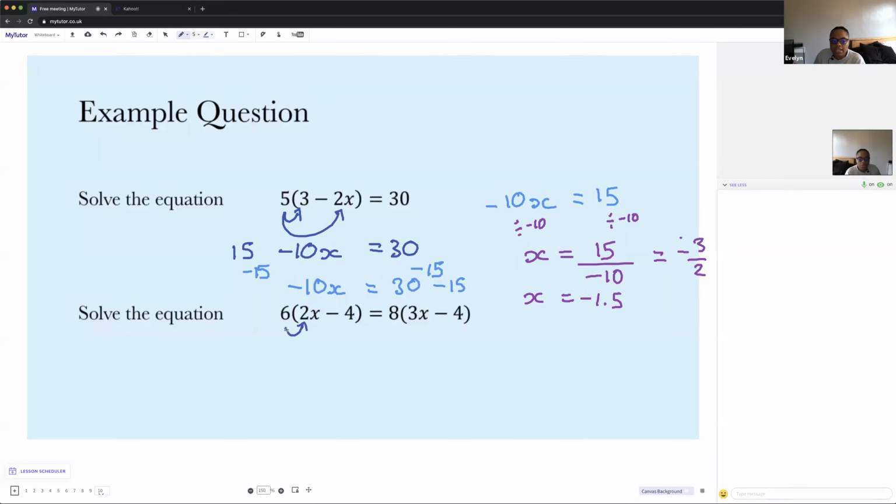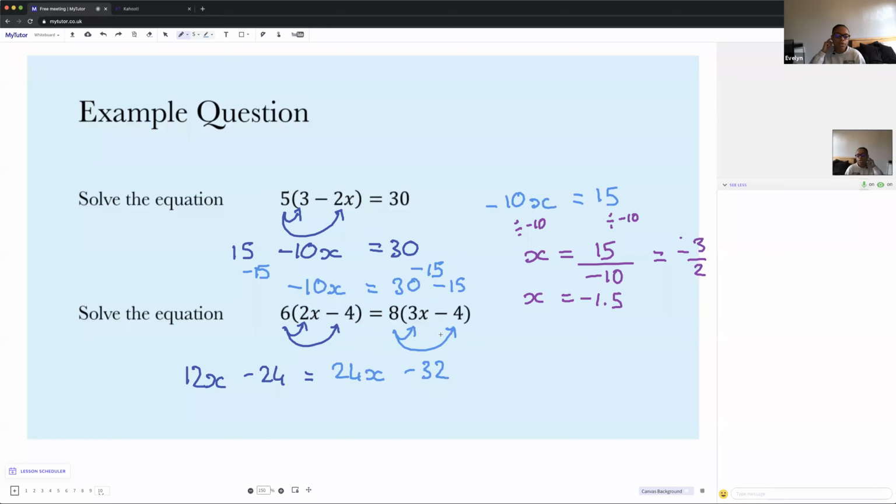We're going to expand both sets of brackets, and then we're going to solve when x is on both sides. So if we do the darker blue one, 6 times 2x is 12x. 6 times minus 4 is minus 24. And then the lighter blue one, 8 times 3x is 24x. And 8 times minus 4 is minus 32.